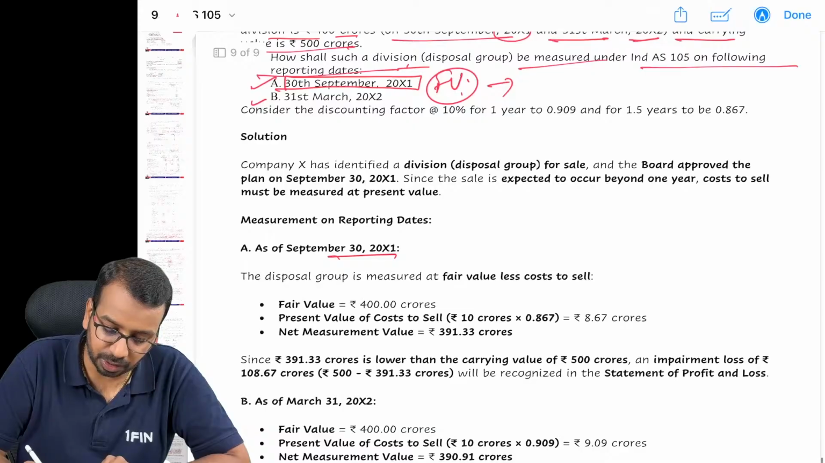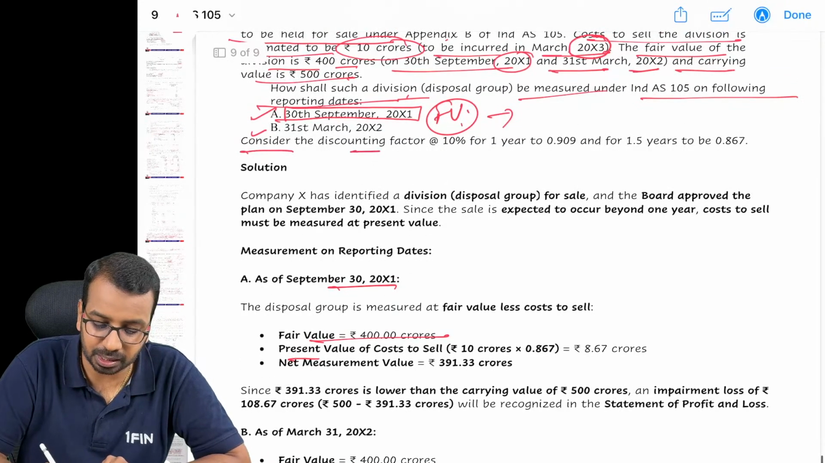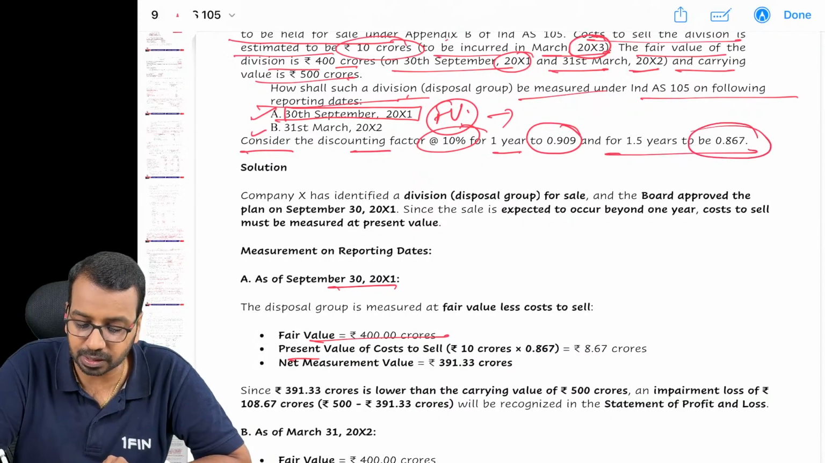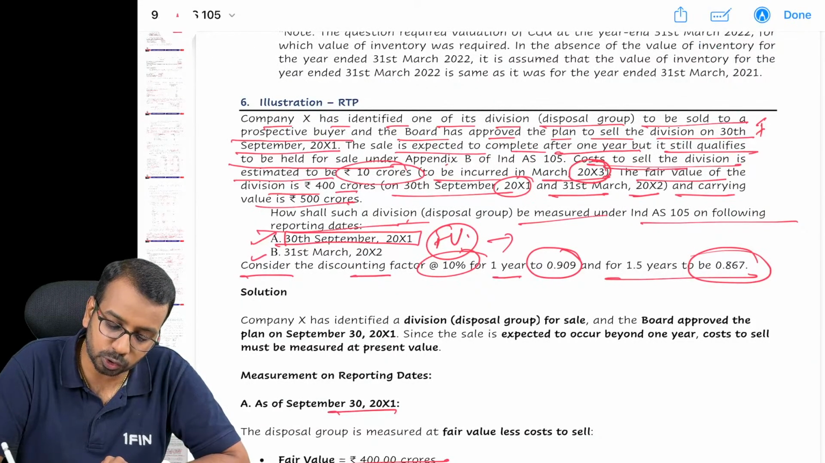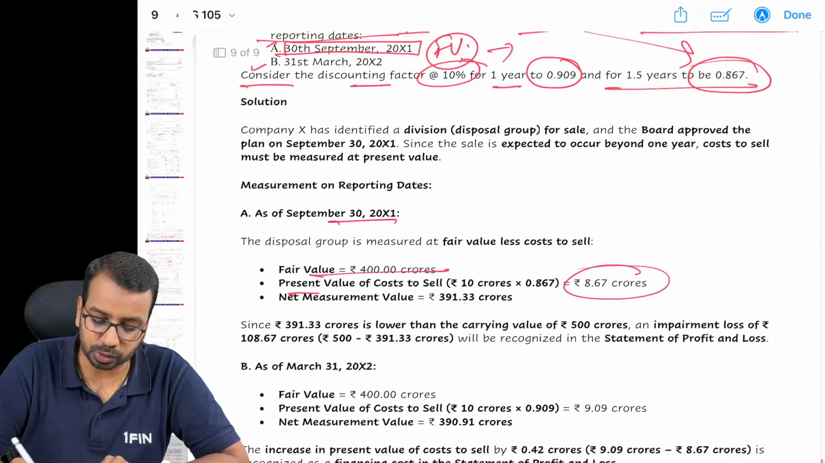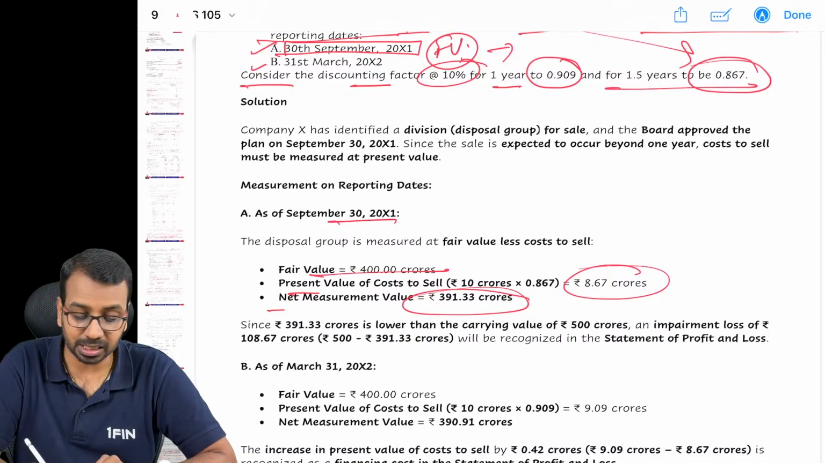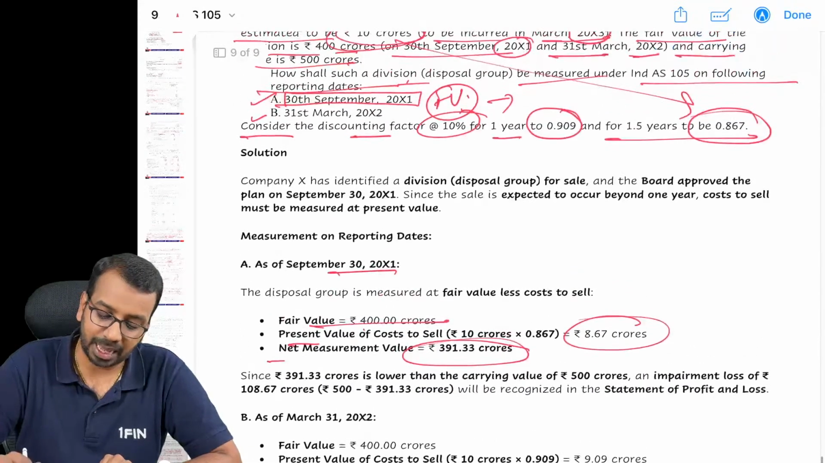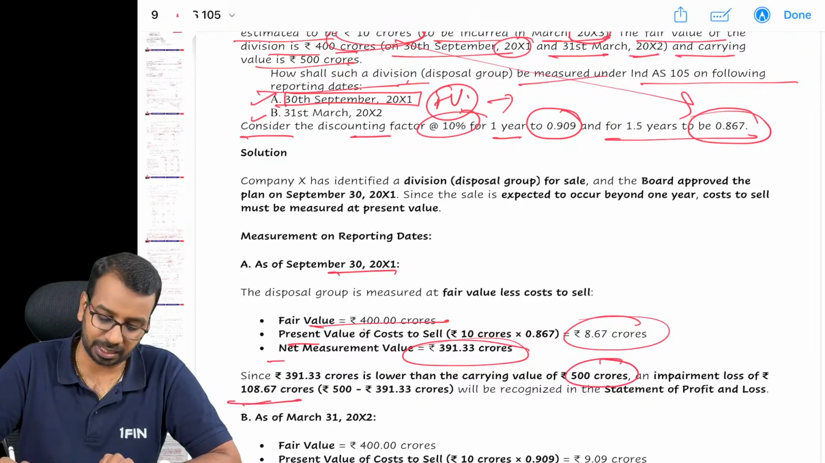As of 30th September, we have the fair value. We need to discount it back, and they have given: consider discounting factor 10%, for 1 year is 0.909 and 1.5 years is 0.867. So whatever is the cost to sell, 10 crores, I'll multiply with 0.867 to get the cost to sell. So net value will be 391.33. That is fair value less cost to sell. And what is the carrying amount? Carrying amount is 500. So a loss of 108 will be recognized.